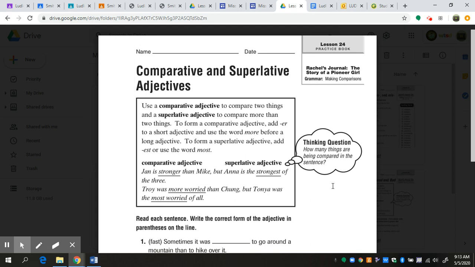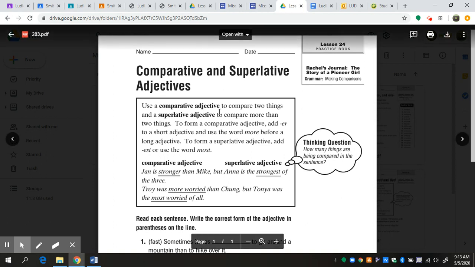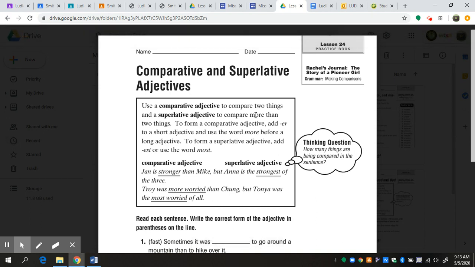This week's grammar is dealing with adjectives, and it is something that we've talked about previously. We are going to discuss comparative and superlative adjectives today. So, what that means is that when we're talking about comparative adjectives, we are comparing two things. So, we're comparing one thing to one thing, or one group of things to one group of things. But in total, we're comparing two things.